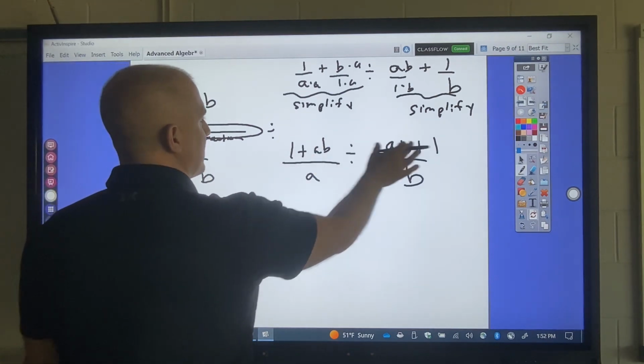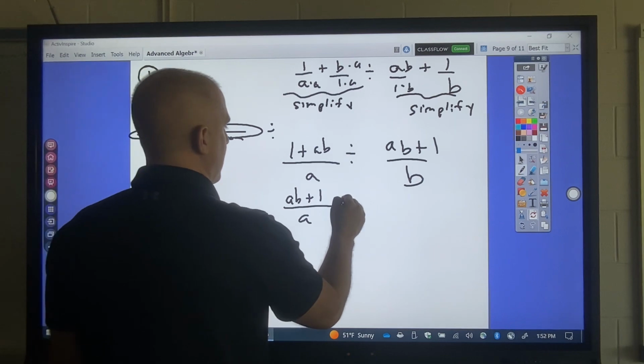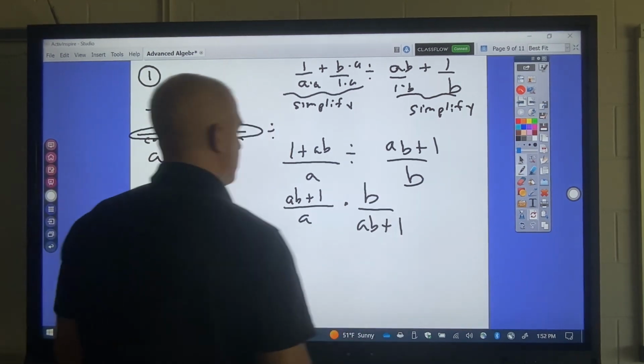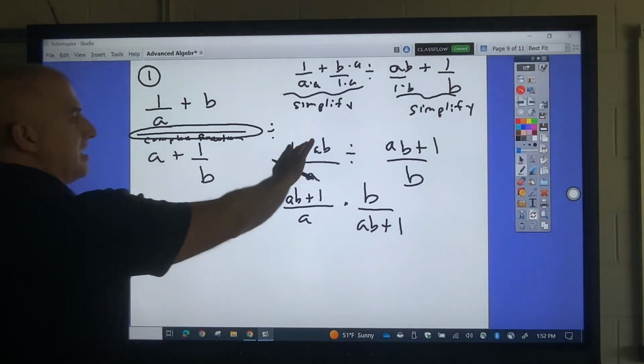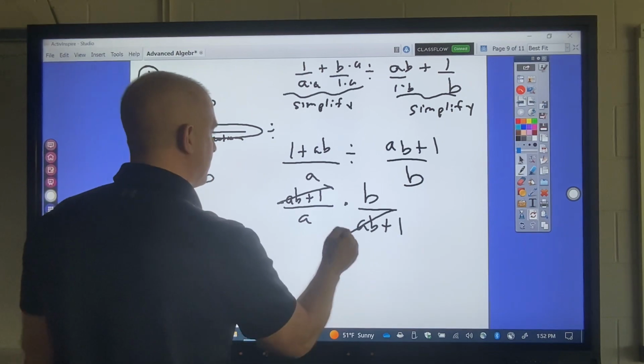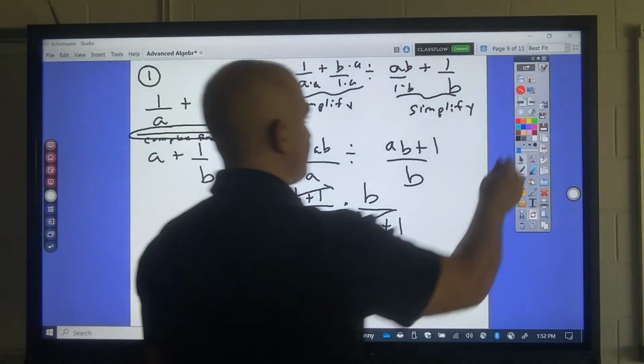Now, I can get this to look like this by the commutative property. I'm allowed to do that. So times b over ab plus 1. I can do this because addition is commutative. I'm allowed to do that. So now this eliminates, I have a b over an a.